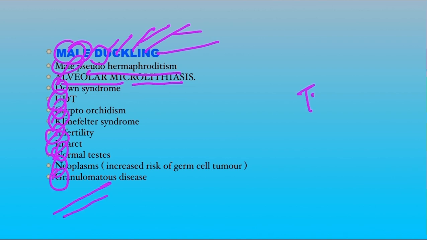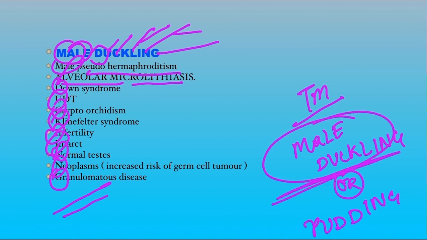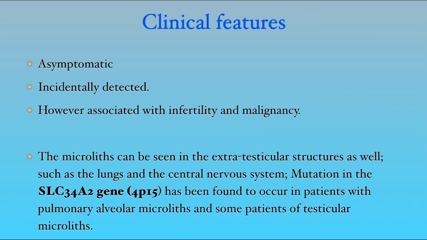So now whenever you are asked about testicular microlithiasis, remember either of these two mnemonics. One is male duckling and second one, or you can remember, is pudding. So you can remember male duckling has testicular microlithiasis.